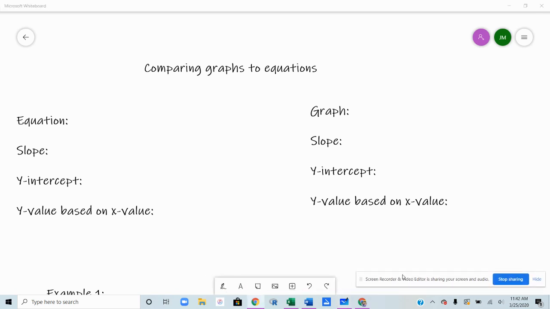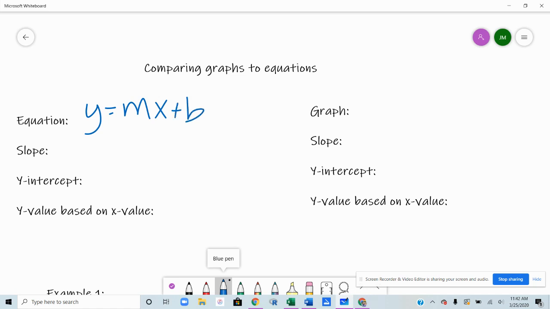So first let's just talk about how to find these things from an equation and from a graph. So from an equation, remember that we have our equation in slope-intercept form is y equals mx plus b. So your slope, recall, is m. So whatever number is in front of x is your slope. Your y-intercept is b, whatever your constant is. So whatever number you have at the end, make sure you're paying attention to your signs if it says plus or minus. And then the last part, finding the y value based on the x value.